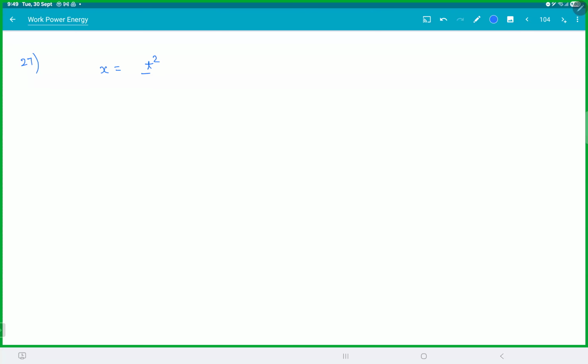Let's say x is equal to t squared by 2 plus t to the power 4 by 4. t is time, x is the x coordinate. So the particle is moving on the x-axis. Mass is 2 kg. Find the work done in 2 seconds. Let's get this.